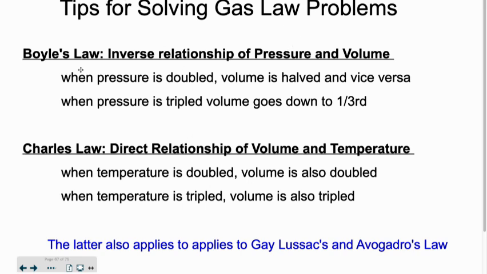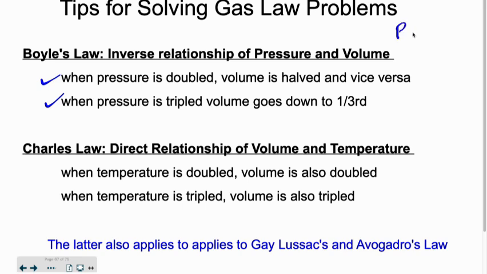Tips for solving gas law problems. If you're looking at a Boyle's law problem, and in fact, anytime you're looking at inverse relationships, in this case, pressure and volume, when the pressure is doubled, volume is halved, and vice versa. When the pressure is tripled, the volume goes down to 1/3. I am getting this from this.